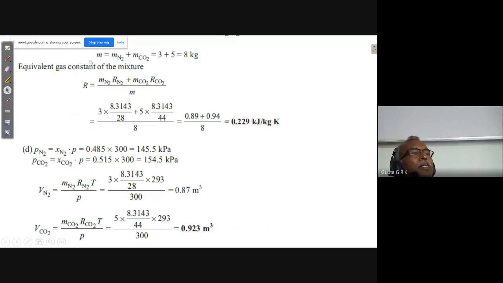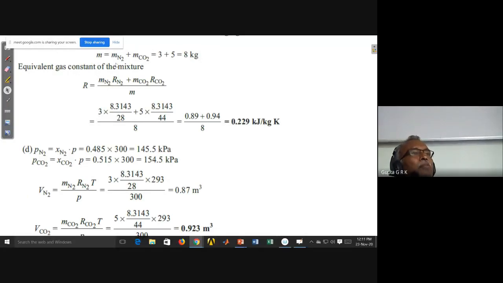So we can do it in different ways. The mass of the mixture is 3 plus 5, 8 kgs, and R is equal to the mass fraction of this into R of this, plus the mass fraction of this into R of this. Okay, so M_N2 by M, M_CO2 by M, these are mass fractions, into the R of each component. It is done with a straight formula; we need not write it like this. So this is 3 by 8 into R of nitrogen, and 5 by 8 into R of CO2, and R is equal to this. This is the way I can find out R.